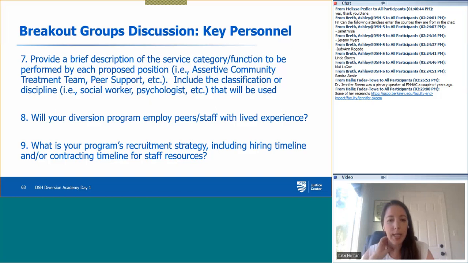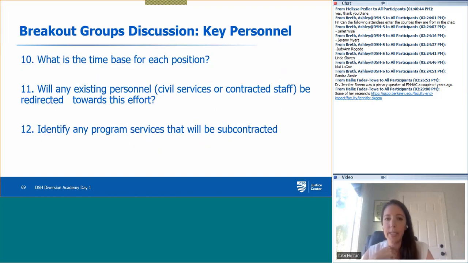What is the time base for each position? Will any existing personnel be redirected towards diversion? And then identify any program services that might be subcontracted. So that's a lot, but we have about 40 or 45 minutes, I believe, for these breakout groups. Hopefully we can get to most of those things.